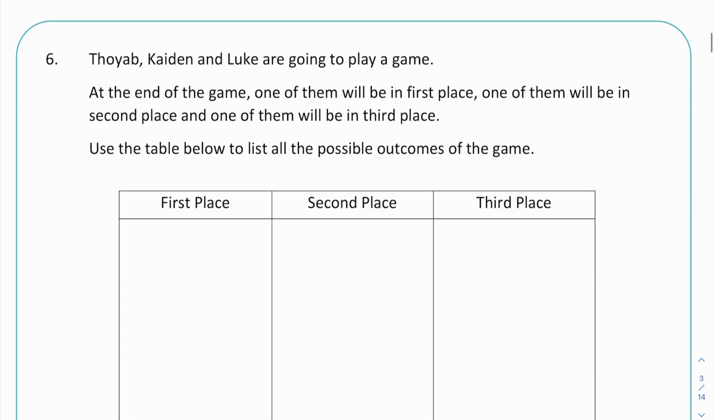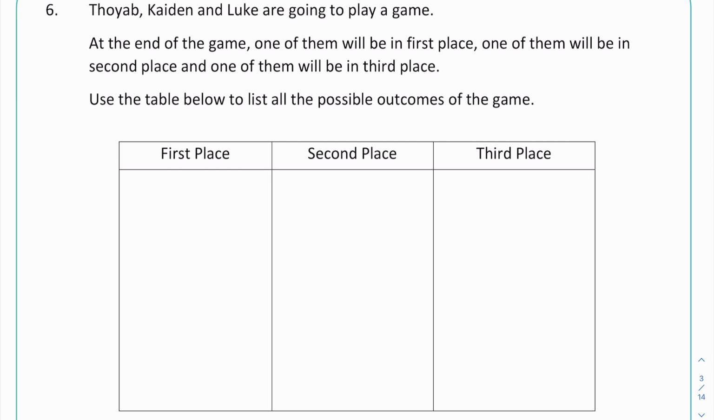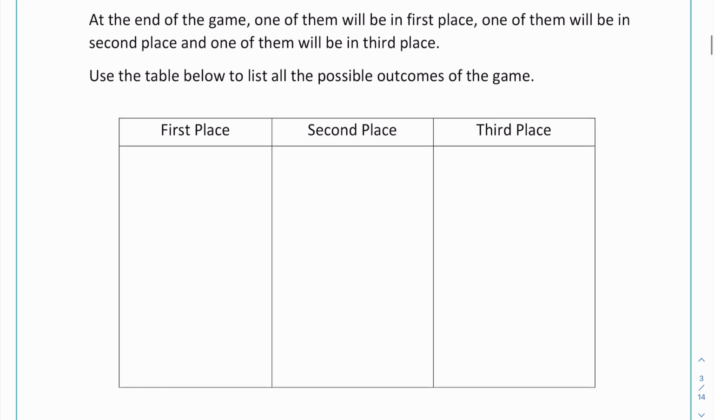Toyab, Caden and Luke are going to play a game. At the end of the game, one of them will win, or one of them will be in first place, one of them will be in second place, and one of them will be in third place. Use the table below to list all the possible outcomes of the game.